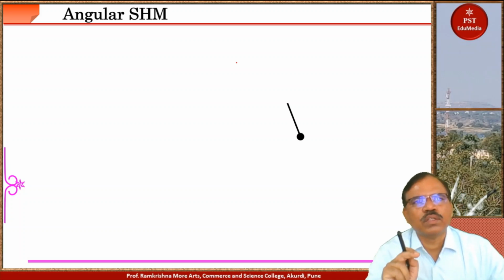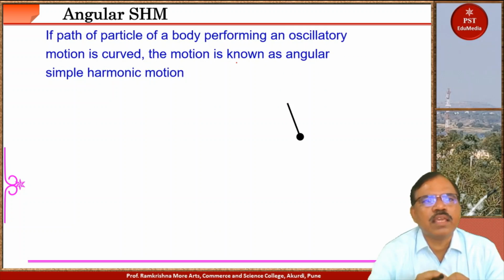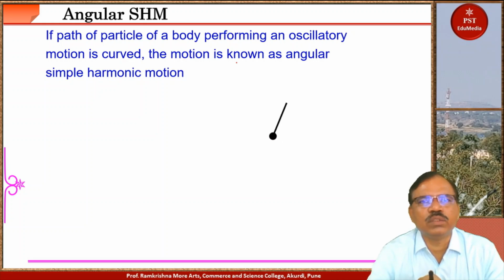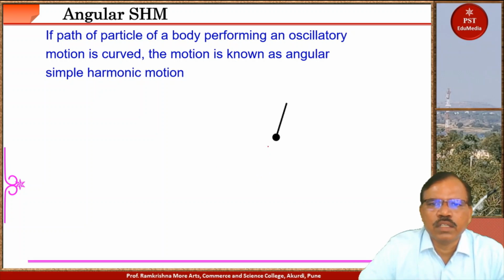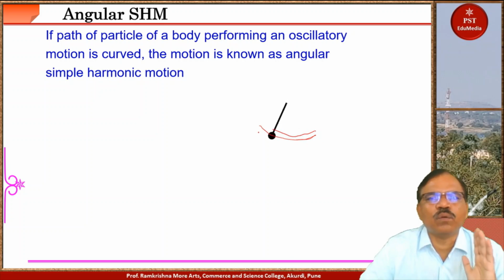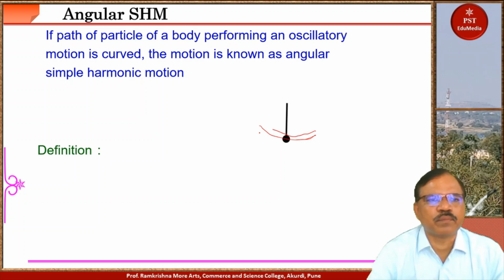Now we'll go to another one, that is angular SHM. What is angular SHM? If the path of a particle or a body performing an oscillatory motion is curved, the motion is known as angular simple harmonic motion. If we see here, this body is moving along this curved path. That's why it is angular oscillatory motion or simple harmonic motion.